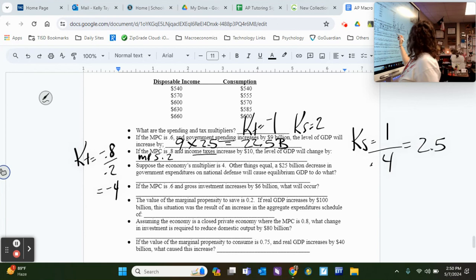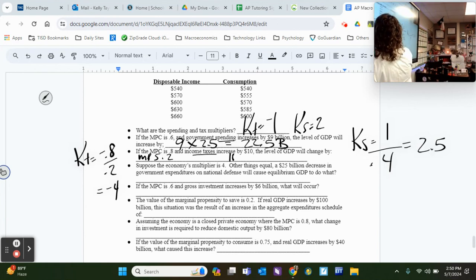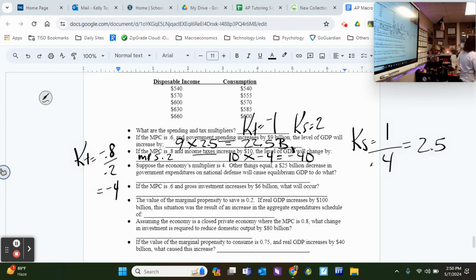The taxes went up by 10. So it's going to be positive 10 times negative 4. The tax multiplier is always negative, which means GDP will go down by $40. There's no units. I think that's an okay amount. $40. GDP is going to go down by $40.